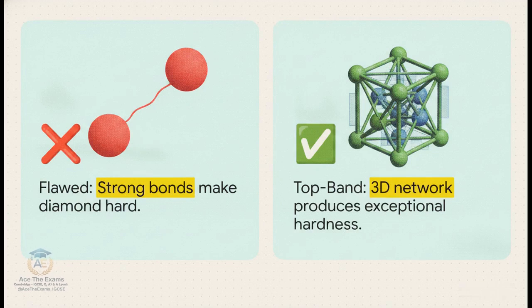Let's reveal the winner of the duel. The flawed answer says, diamond is hard because of strong bonds. Now, that sounds okay, but it's weak for A-level. The top band answer, however, states, diamond's 3D covalent network produces exceptional hardness, unlike graphite's layers. This is the examiner clue I promised you. It definitively proves that arrangement matters just as much as composition in your exam answers. The 3D structure is the actual microscopic cause of the macroscopic hardness.